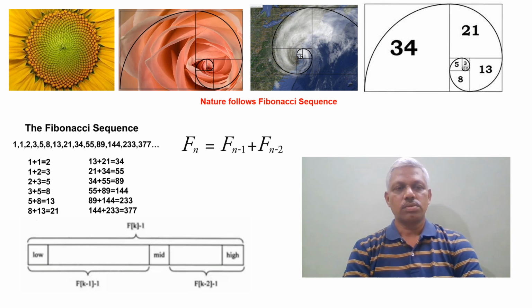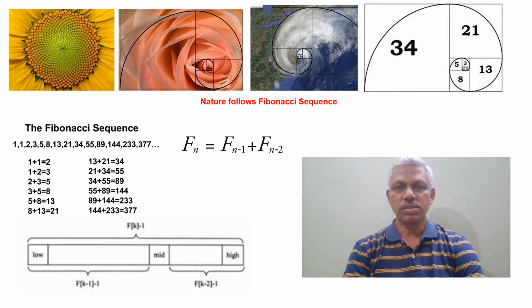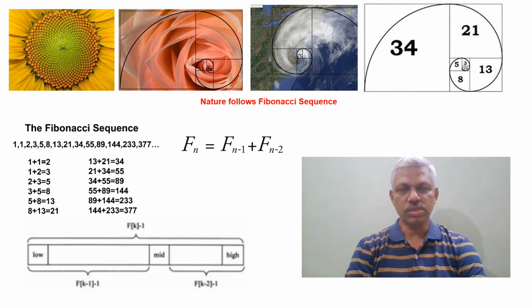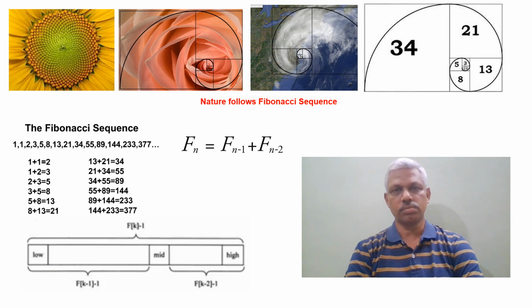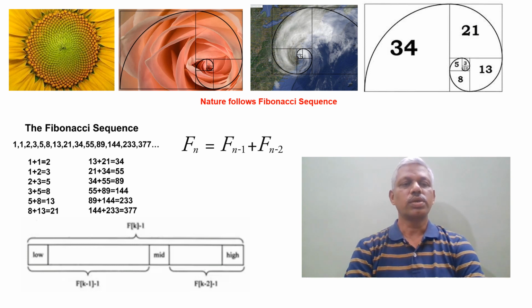Just for the new observers, the Fibonacci sequence simply starts from 1 and 1, and the successive numbers of the sequence are generated by adding the previous two values. So 1, 1 are the starting values, 1 plus 1 is 2, 2 plus 1 is 3, 3 plus 2 is 5, and so on. Here the equation is given as Fn: the nth term of the Fibonacci sequence is the sum of the previous two numbers, Fn minus 1 and Fn minus 2. This is basically what the Fibonacci sequence is.